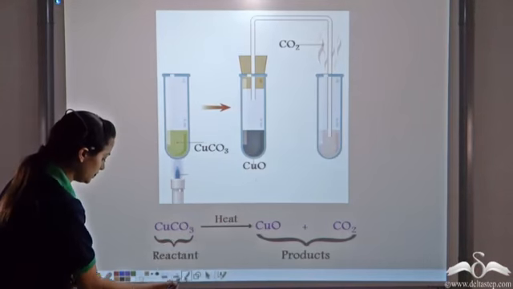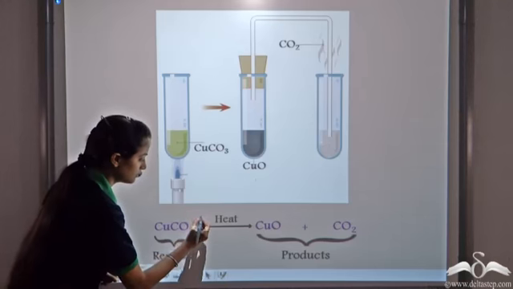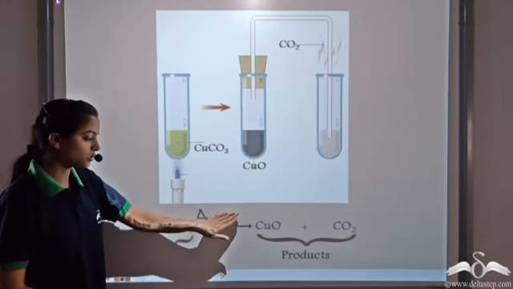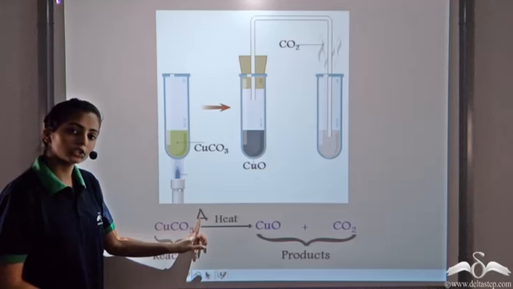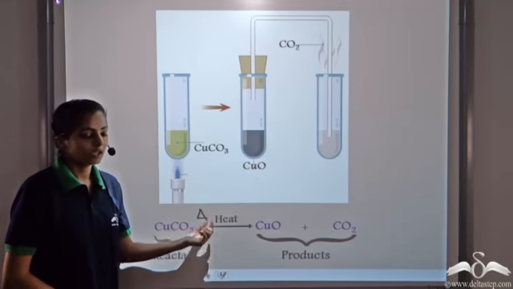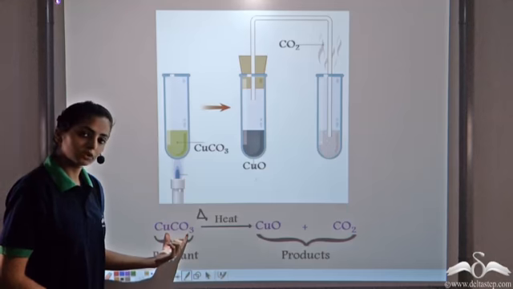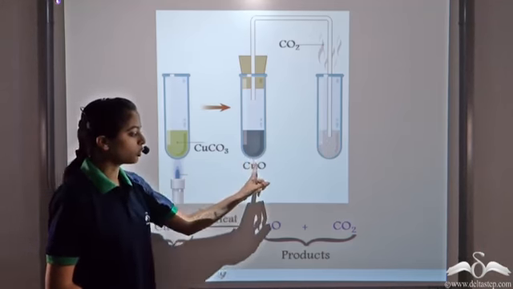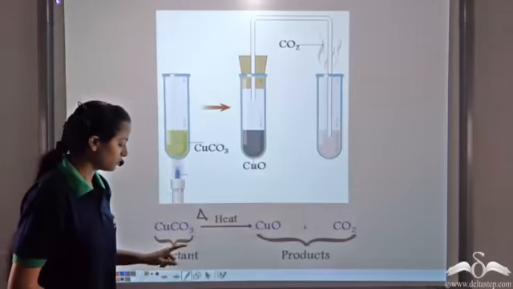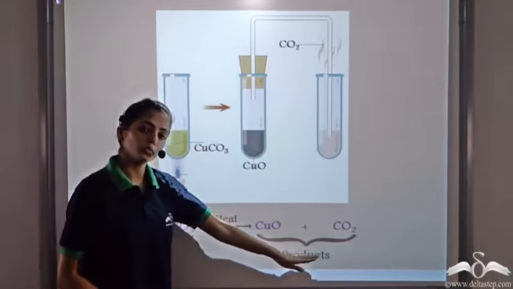Another symbol for heat is a delta sign. So if heat is not written and only this sign is shown, this also means that the reactants are being heated. So in this case, CuCO3 is heated to form copper oxide and to release carbon dioxide gas. So we have one reactant and two products.